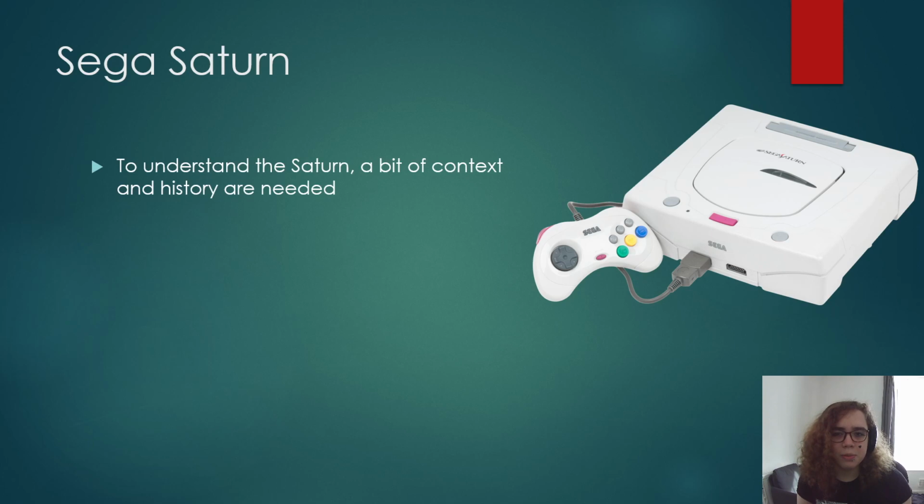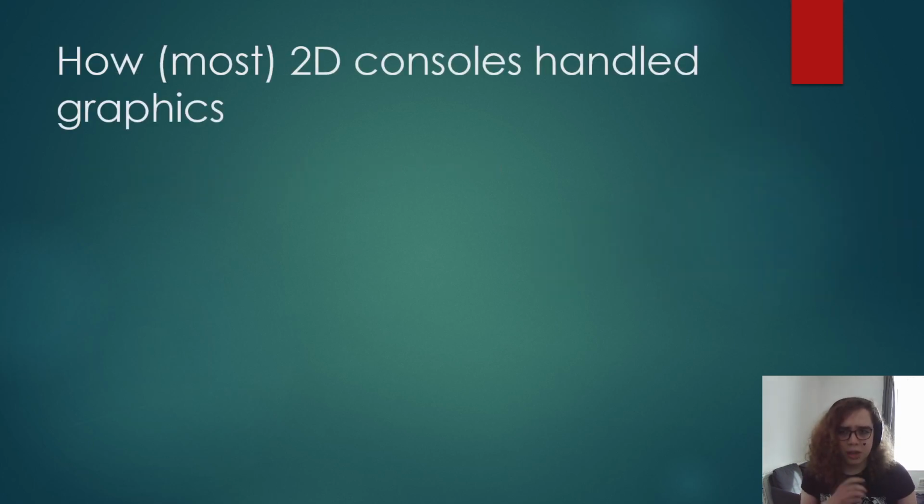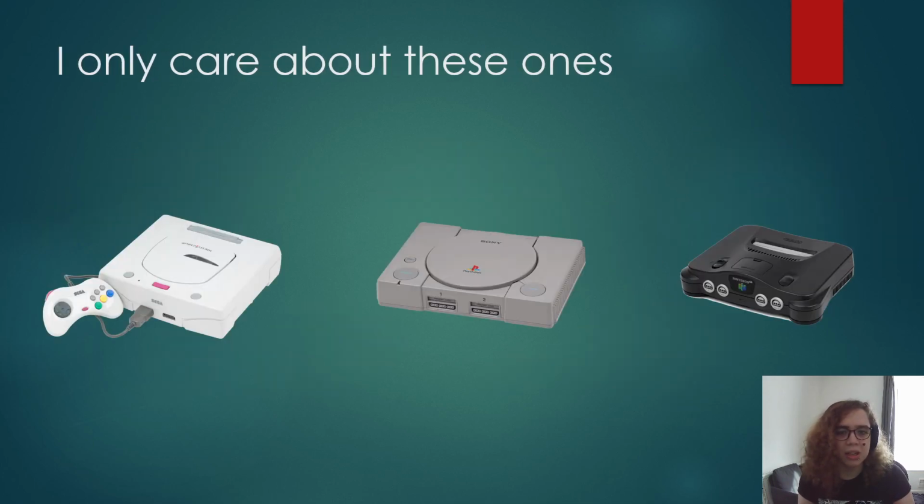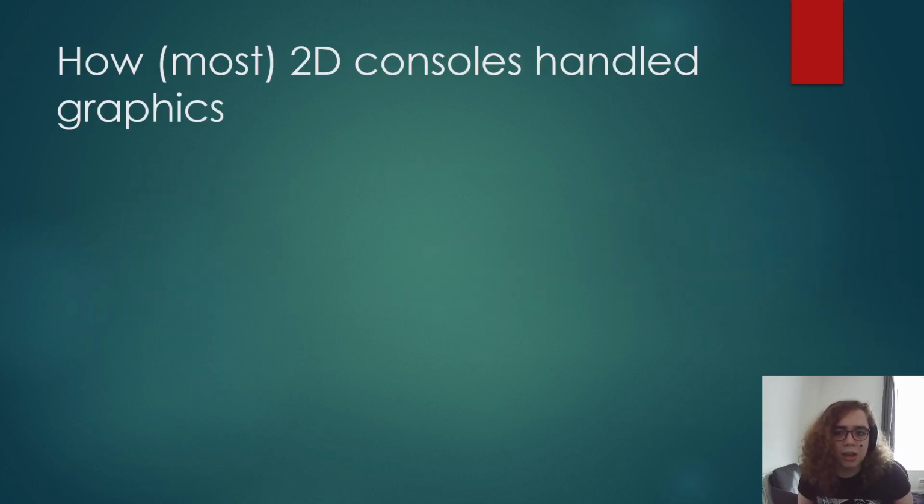So the Sega Saturn. To actually get how it works, we need a bit of context and history to understand the underlying principles that it's based off of. So first, you have to understand how a lot of 2D consoles worked. Now this does seem unintuitive, right? These are all 3D consoles. All three of these are 3D. This is the 3D generation. But just stick with me here.